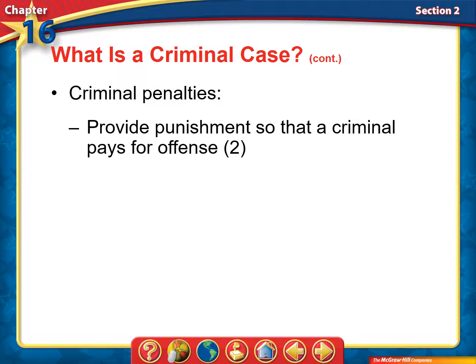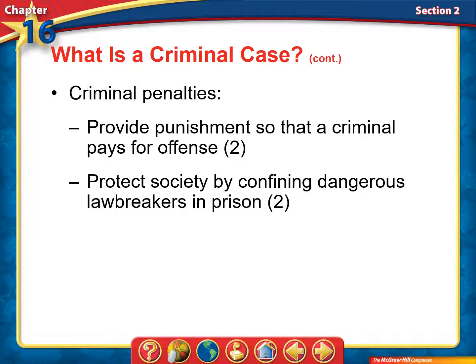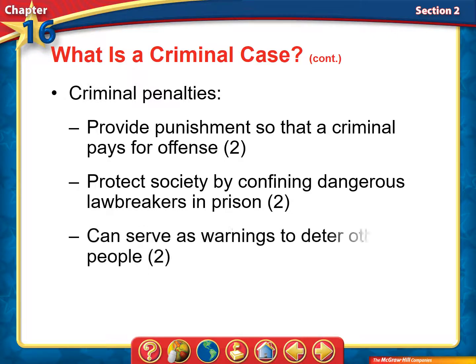Well, the purpose of criminal penalties is to provide punishment so that a criminal must pay for the offense. They are to protect society as a whole because, let's be honest, some people are dangerous and don't need to be in the general public. That's unfortunate, but that's the world we live in, and that is why criminal law exists. Laws and punishments can exist as deterrents and hopefully warn others not to commit these crimes.